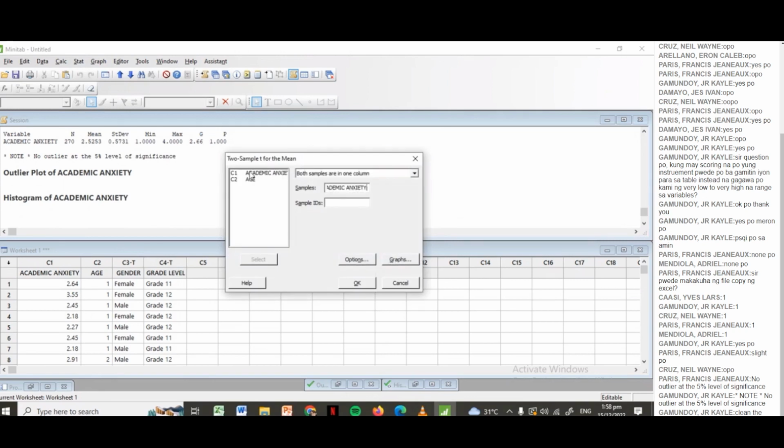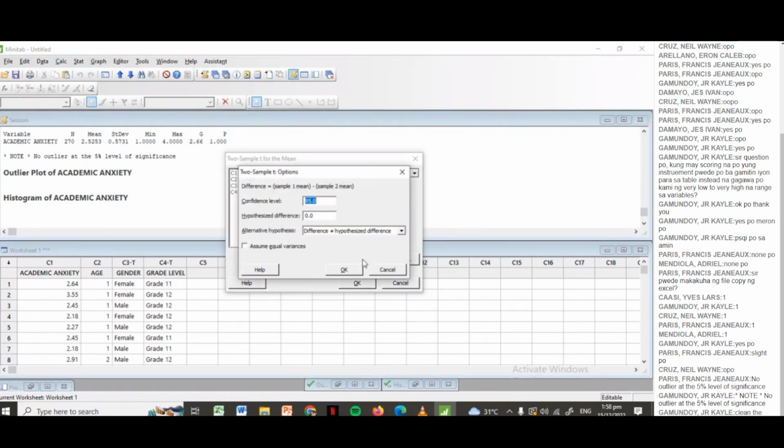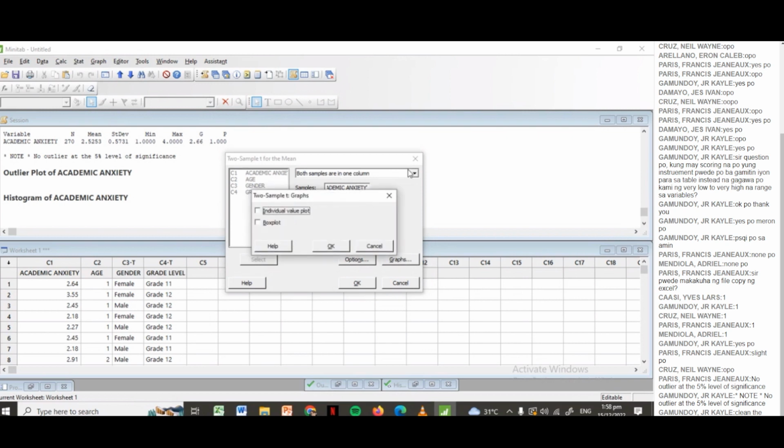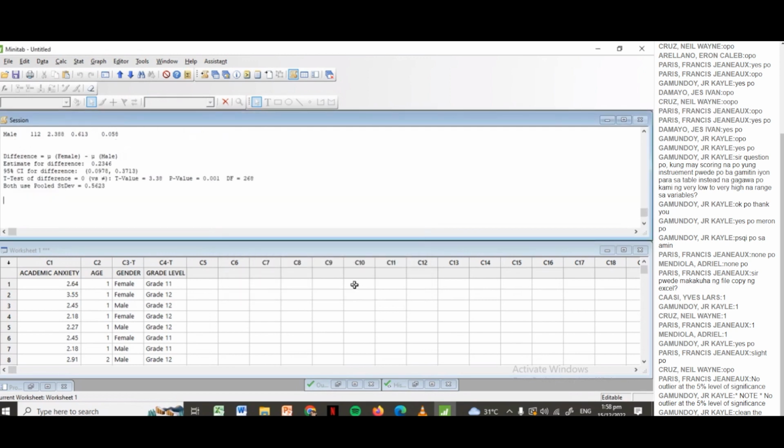Okay, so our samples here is academic anxiety. As you can see, when we're using the two sample t-test, here you can see a drag down. You must be clicking both samples are in one column. Then your samples is academic anxiety, and your sample ID is either gender or grade level. Let's start with gender first. Our options here, our confidence level is 95. We will not be writing a hypothesized difference, and we will assume equal variances. Our graphs, usually hindi na ako naglalagay ng graph. Then I will just be clicking OK.